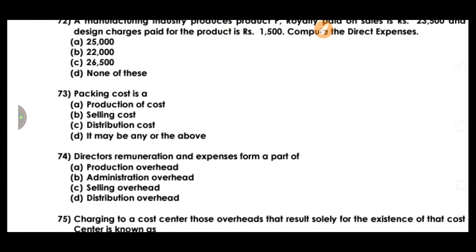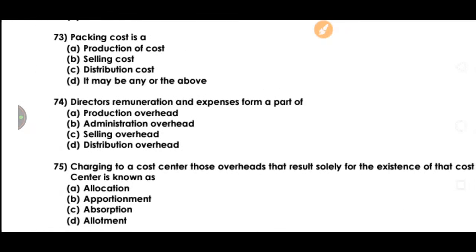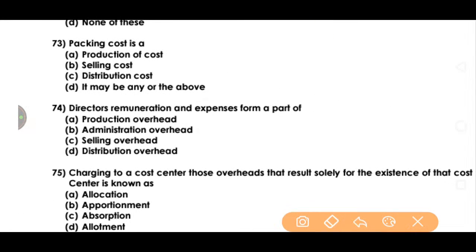Packaging is a material cost. It may be any or other above, because whenever the product is ready to manufacture, we need to sell it. That is the basic knowledge. So it may be any or other above. Director remuneration and expenses are a form of directors' cost. The directors control the administration. So administration overhead is the right answer.